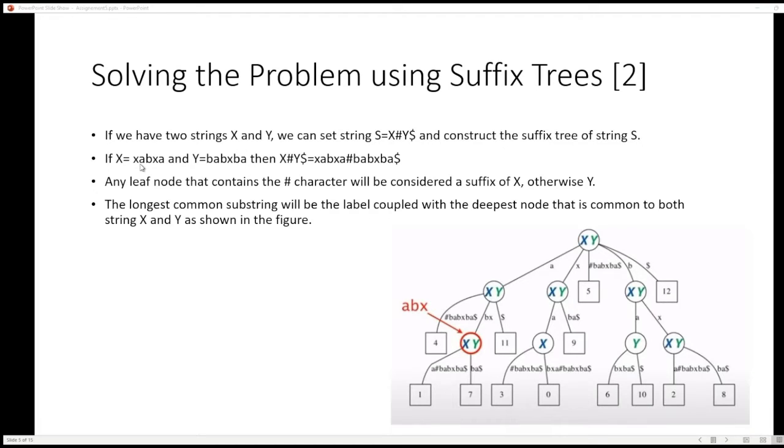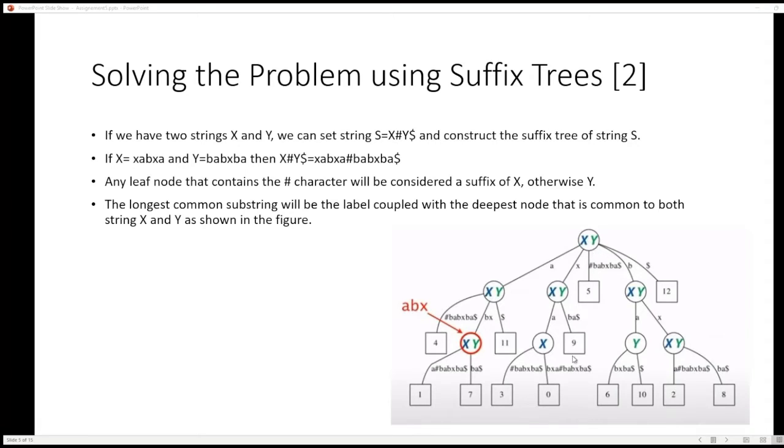So if x is xabxa and y is babxba, then the combination of the two strings will be this string. What we do next is we construct a suffix tree using this string, and this is the resulting suffix tree. What we do next is we label each node according to whether its children correspond to suffixes of x or suffixes of y.